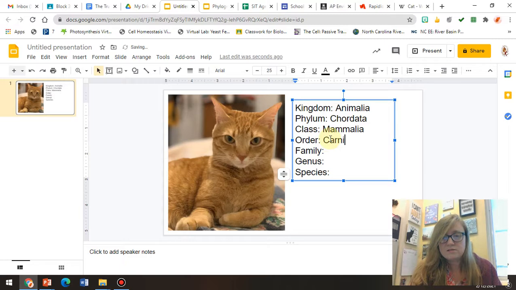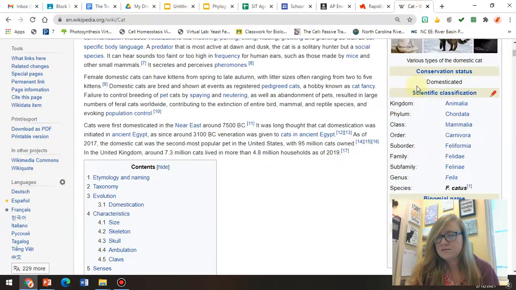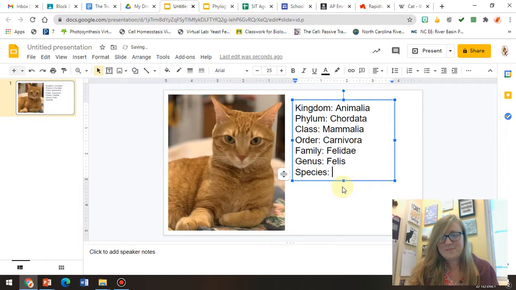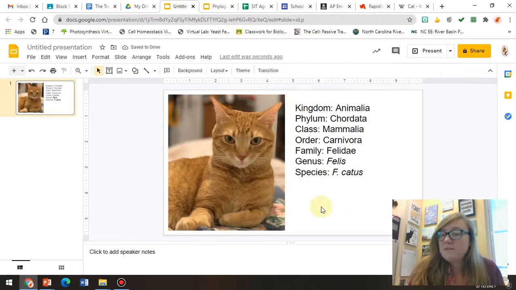Okay, anyway, order. They are not like us. They're carnivores. Carnivora. Family. They are in the cat family. Surprise. So that's Felidae. I know I'm spelling this wrong. Genus. Felis. I think they're just Felis catus. Yeah. Cat. And so what I'm going to do then is put this in italics. There we go. So now I've classified my cat.